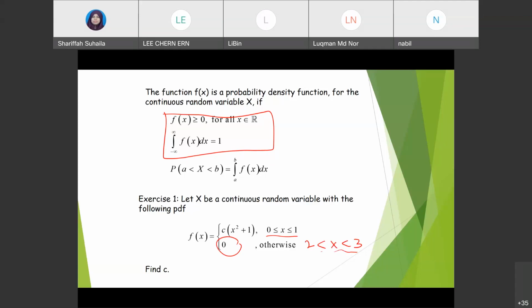So if you want to find your c, the concept is probability, so you will integrate from 0 up to 1. You have the integral of c(x squared plus 1) dx set equal to 1, because of this concept: total probability equals 1. Since the range here is just from 0 up to 1, you integrate and then solve to get the value for c. So let's factor out c. So you have x cubed.